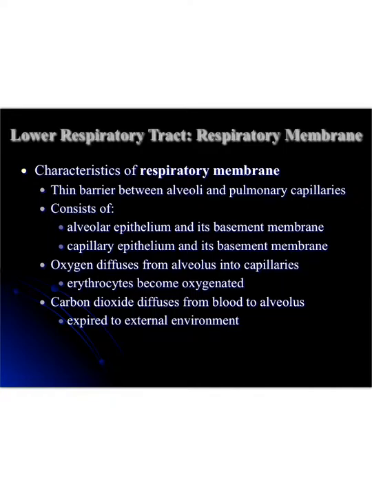So oxygen diffuses from the alveolus into the capillaries. Remember, diffusion is a type of passive transport. So that means that gases are going to go from a high concentration to a low concentration. So here we have more oxygen in the alveoli than we do in the capillaries. That's why oxygen moves into the blood. And we have more carbon dioxide in the capillaries than in the alveolus. And that's why carbon dioxide moves into the alveoli for us to then exhale.